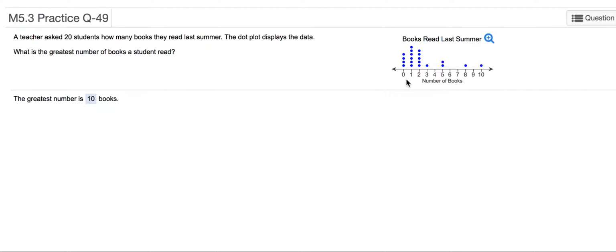But the question asked, what's the greatest number of books a student read? And because there's a dot here at 10, 10 would be our answer. Very tricky question.